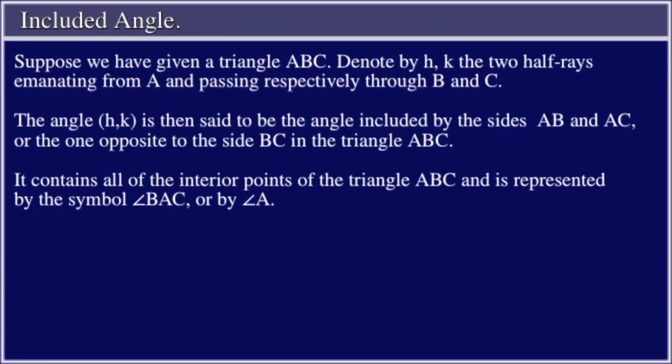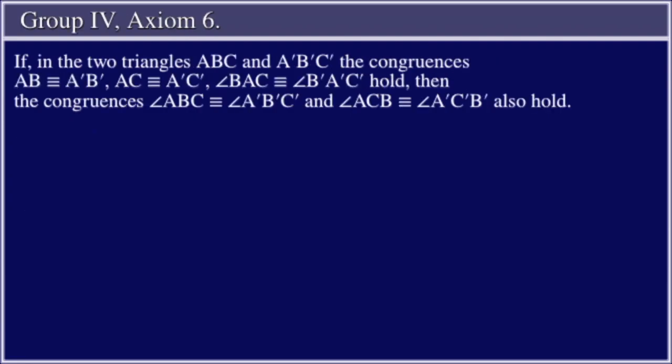Suppose that we have given a triangle ABC. Denote by h and k the two half-rays emanating from A and passing respectively through B and C. The angle (h, k) is then said to be the angle including the sides AB and AC, or the one opposite the side BC in the triangle ABC. It contains all of the interior points of the triangle ABC, and this is represented by the symbol angle BAC, or angle A.